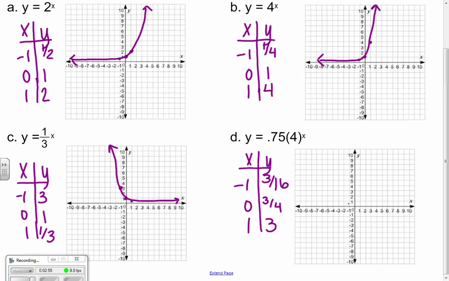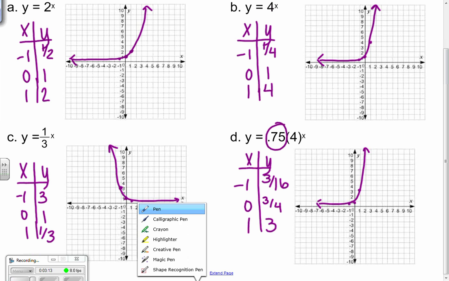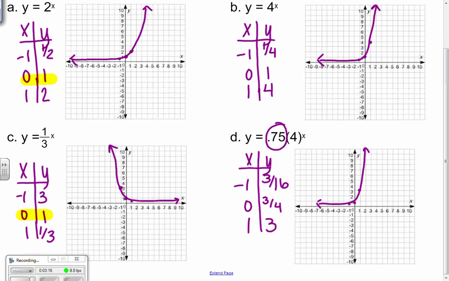So I have a -1, 3/16, that one's really close there. 0, 3/4, and 1, 3. So the difference with this one is actually this 0.75 out front. That 0.75 tends to move my 0, 1, which occurred everywhere else. If you take a look at the tables we have, 0, 1 was a common ordered pair, but it wasn't 0, 1 in the last one because of the 0.75.